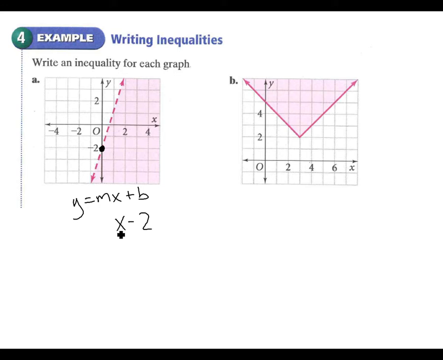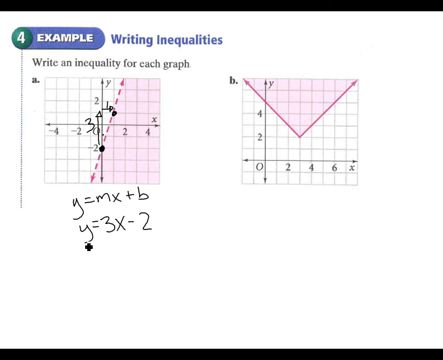Gotta figure out our m. I'm going to find another point that crosses exactly and figure out how much it goes up and how much it goes over. So let's see here. It goes up 1, 2, 3, up 3, and over 1. So that's going to be a slope of 3 over 1, or just 3. Okay, so y equals 3x minus 1.